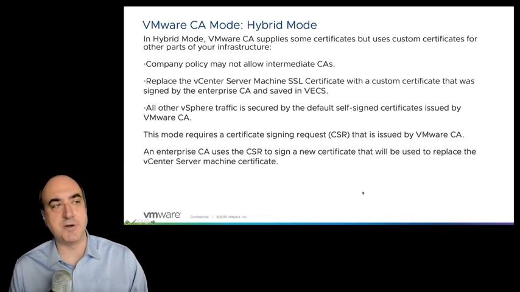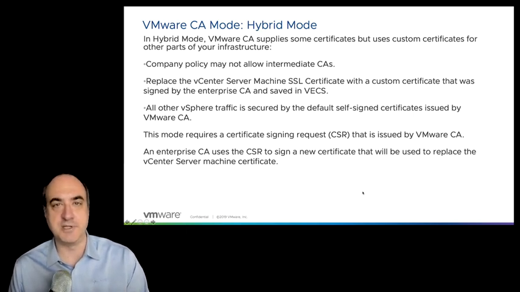So what's this hybrid mode? Hybrid is where your company policy doesn't allow for those intermediate CAs. All you need to worry about in this case is the vCenter Server's machine certificate. So replace the vCenter Server's machine SSL certificate, that's actually what it's called, with a custom certificate that's going to need to be signed by your corporate CA.